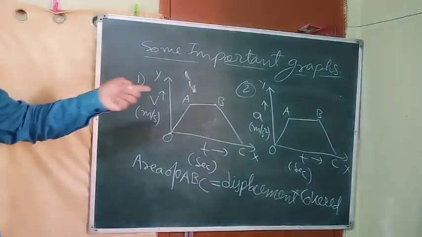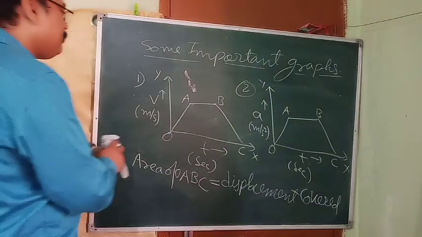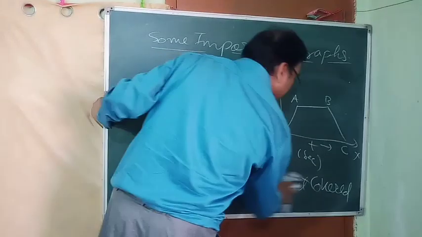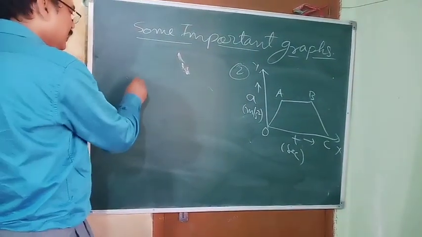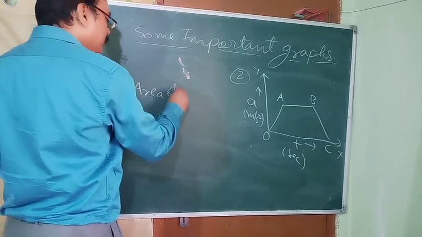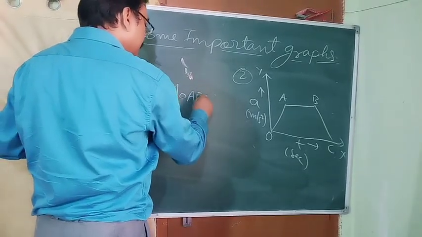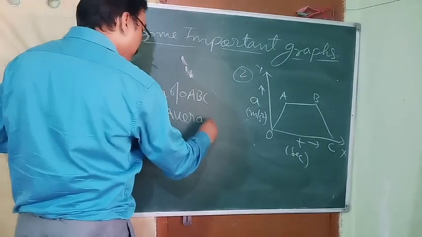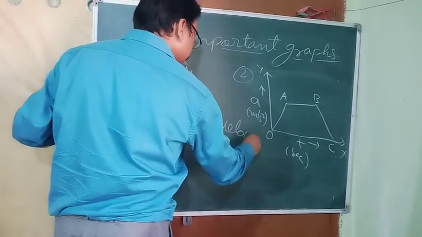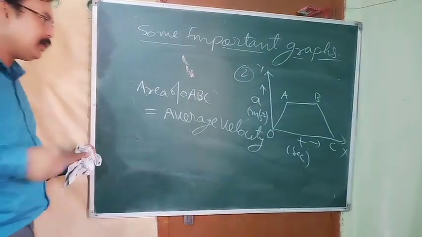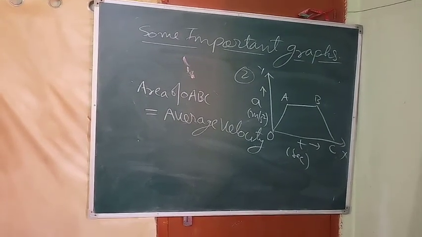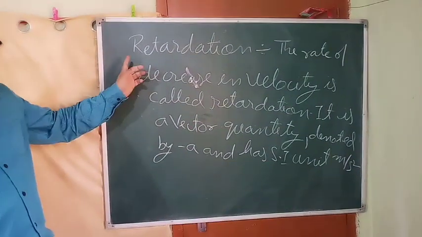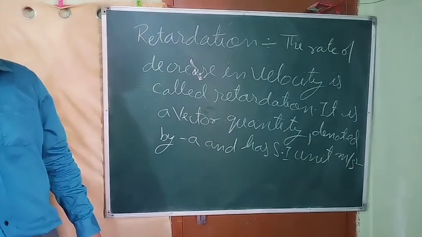Now here in the second graph, what does this area OABC represent? See, for the second graph, what we can say is that the area of OABC represents the average velocity. Okay. Next topic is retardation or deceleration.